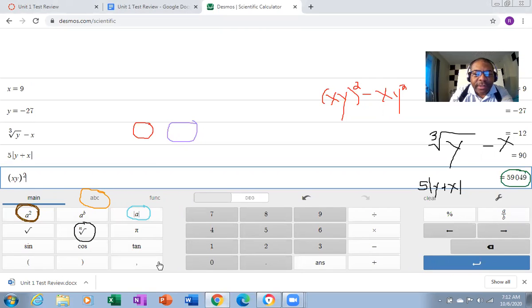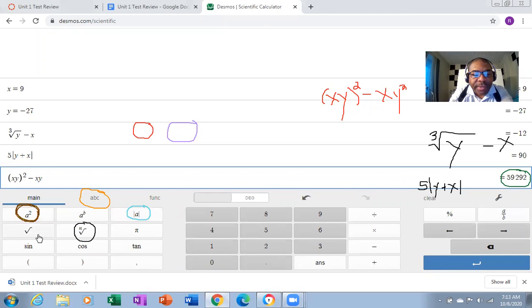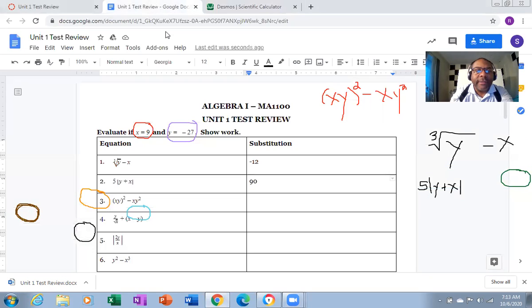So that's XY, good. And now I'm going to click right here to get from behind the 2. And what is it? Minus, good. And now I can go back to A, B, C, X, Y. And now the Y is squared. So I'm going to hit the squared button again. All right. And my answer right there in the money green, 52488.